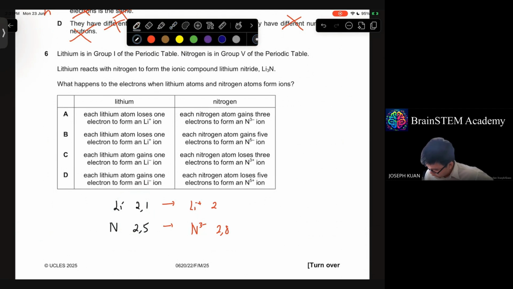So lithium will actually lose 1 electron to become an Li+ ion, and nitrogen will gain 3 electrons to form an N3- ion. So the answer for number 6 is A.